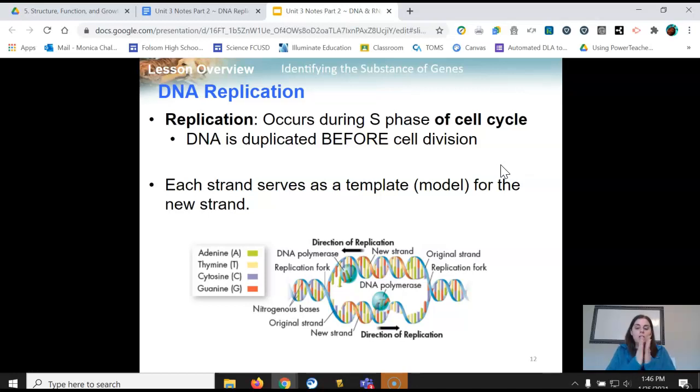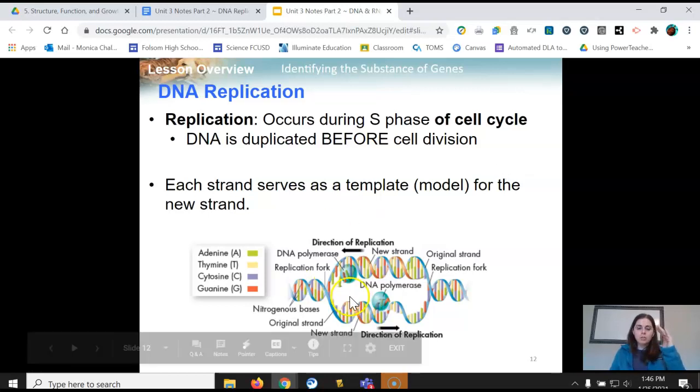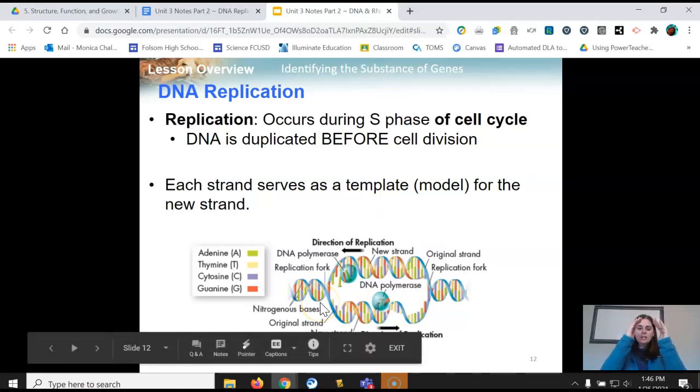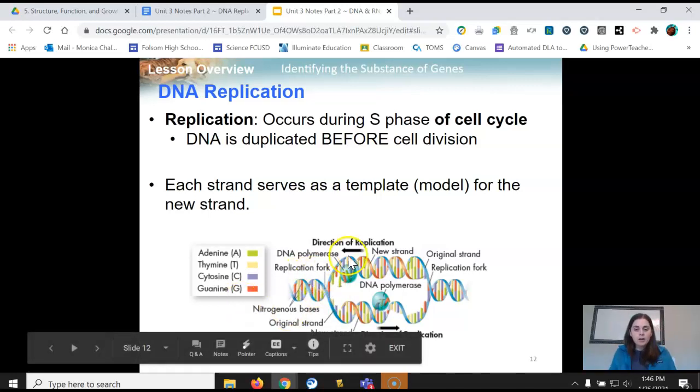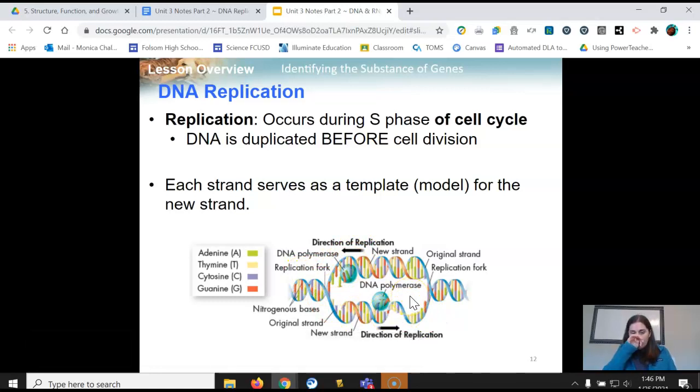Okay. When you have your DNA strand, if you've got 2 strands like this, it opens up at a replication fork, which is right here. Each original strand is now called the parent strand, and they both serve as a template for a new strand to go on. So you have one strand here turning into two strands here. Okay, does that hopefully make sense?